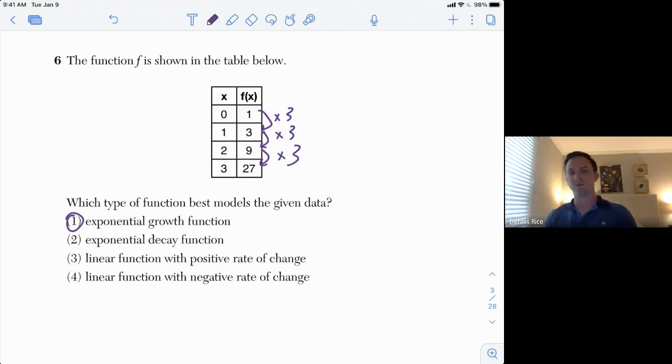Now, how do we know whether it's growth or decay? It's growth because it's going up. Very basic, okay? Going up, cross off choice 2. It doesn't have a constant rate of change. Cross off 3 and 4. Without even knowing much about exponential functions, we could easily answer this.